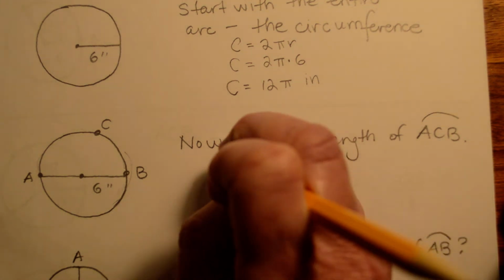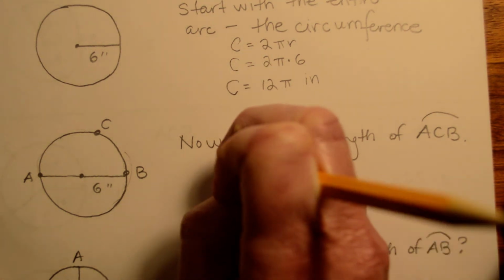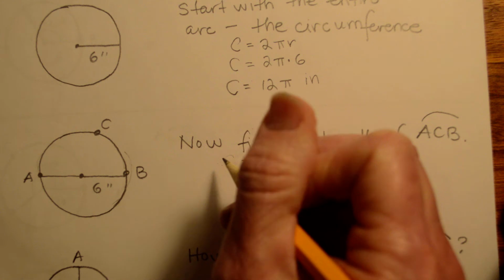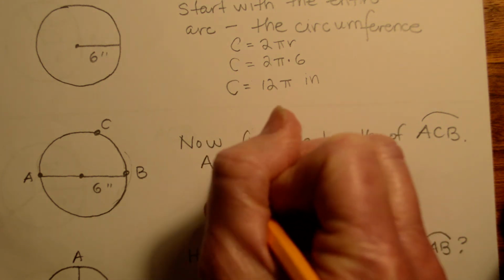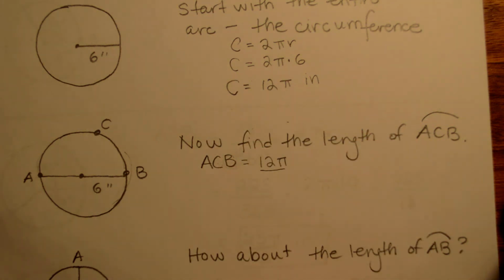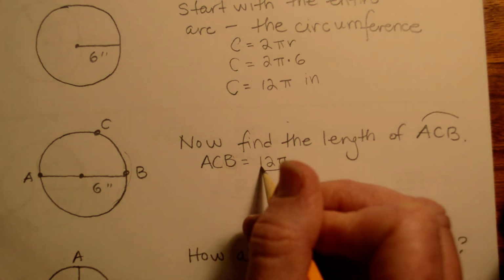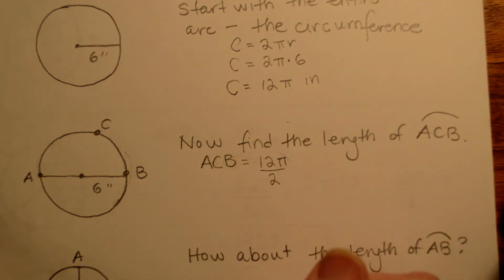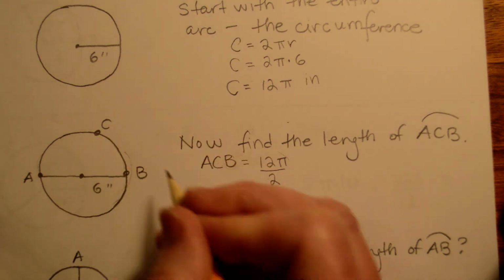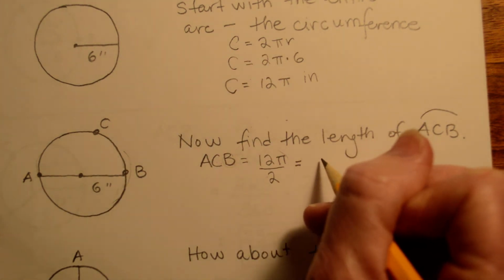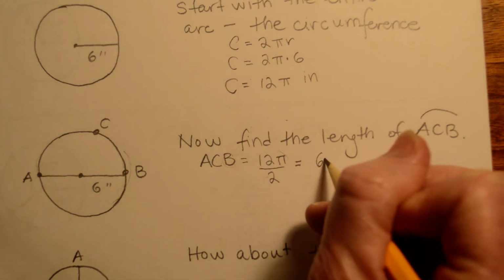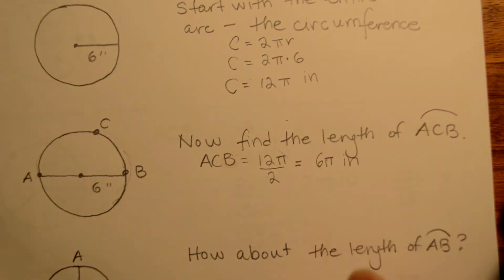Actually, then let me not call this C. Let me just call it the length of arc ACB, which we just write as ACB without the arc length symbol over it. So we would take the whole circumference and we would divide it by 2, because we only want half of that. All right, so we would end up getting that the length of ACB was 6 pi inches.